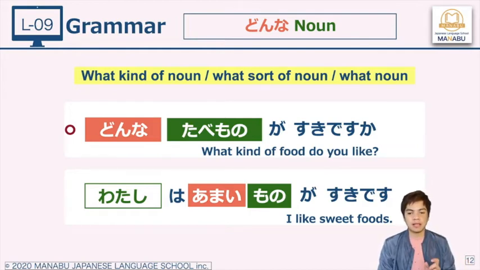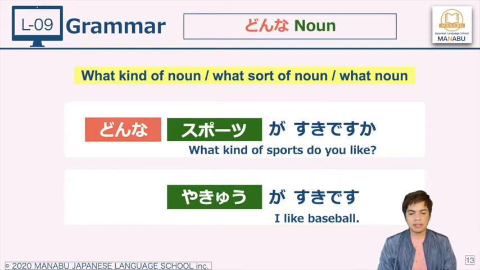Then the particle ga, suki desu ka, do you like? So we attach the particle ga to donna tabemono ga suki desu ka, what kind of foods do you like? Then the answer is watashi wa amai mono ga suki desu. So the word amai mono, then the particle ga suki desu. I like sweet foods.